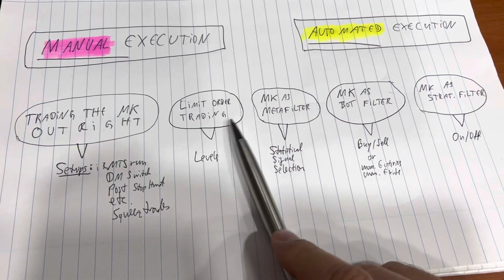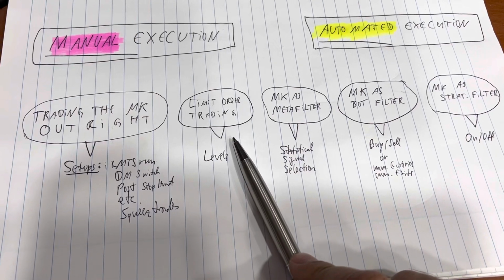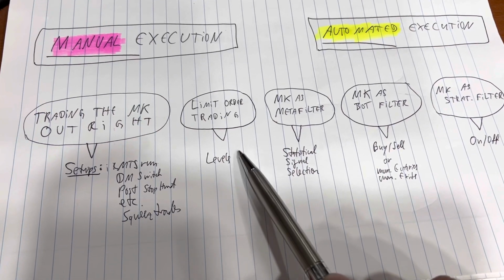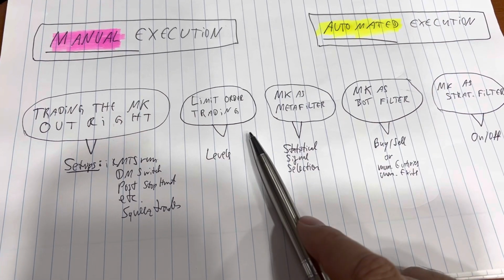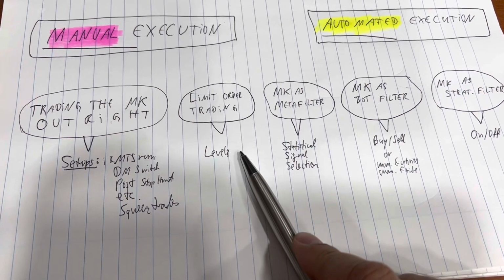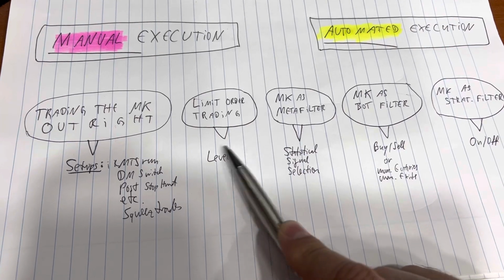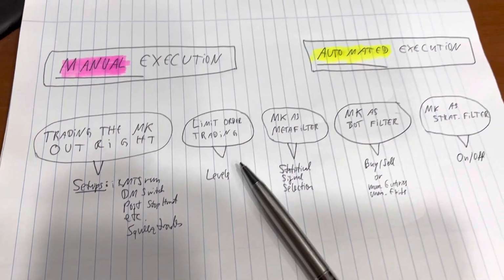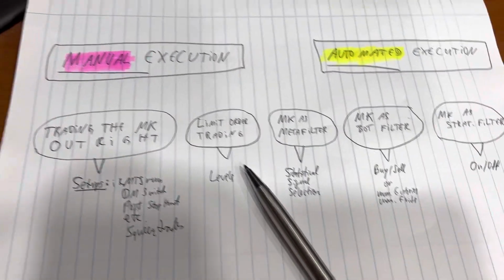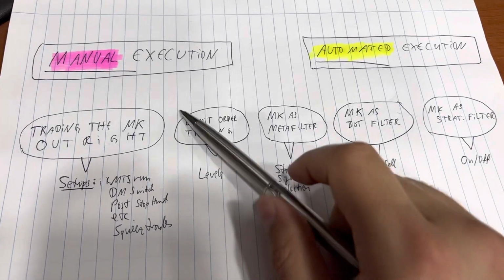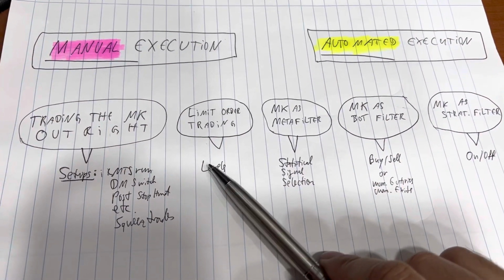Now the next step would be, for example, to use limit orders. That means you place limits at the levels where you want to buy or sell, and you already place targets and stop losses. So that way you take out the factor timing, you don't trade at market, and still you can take advantage of the market causality.